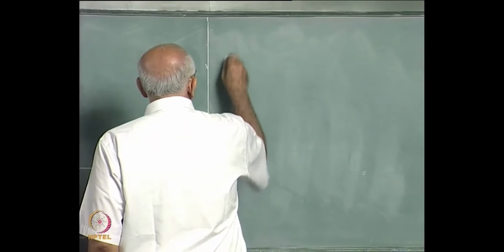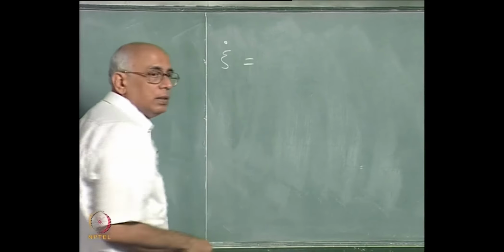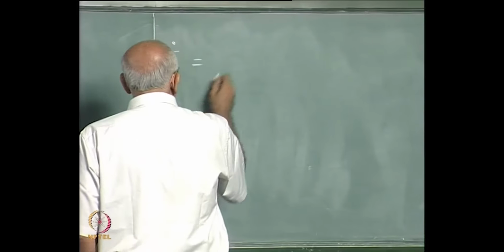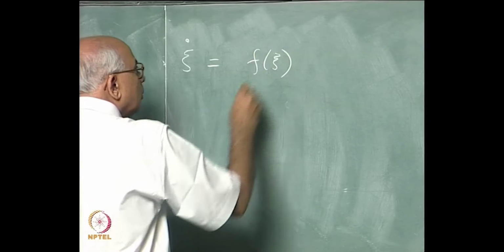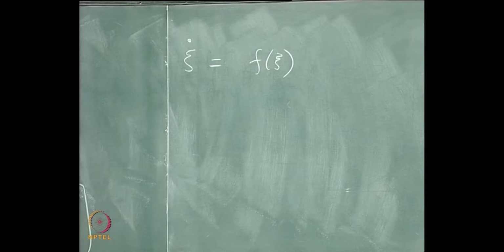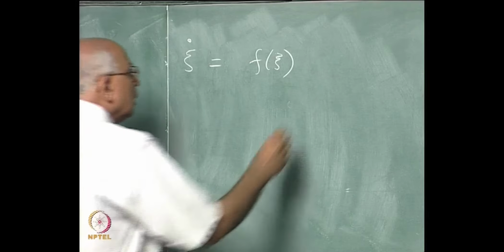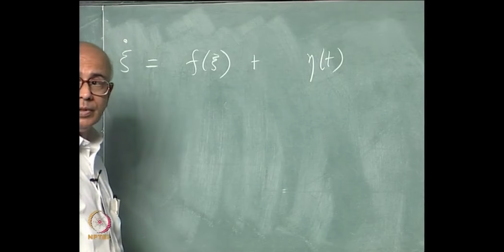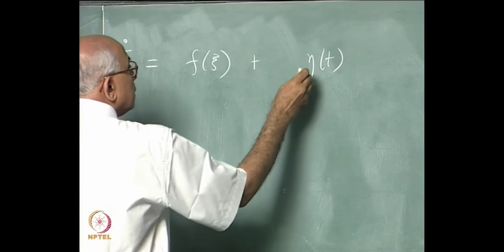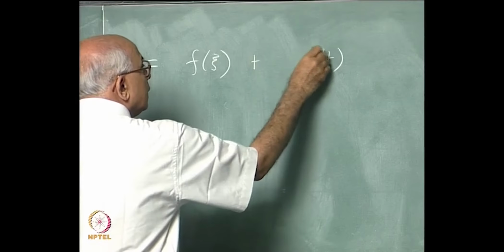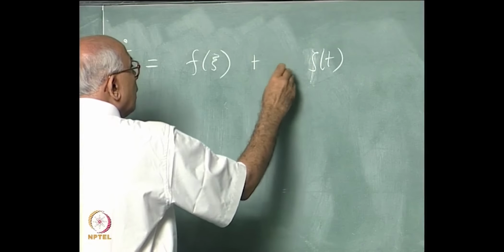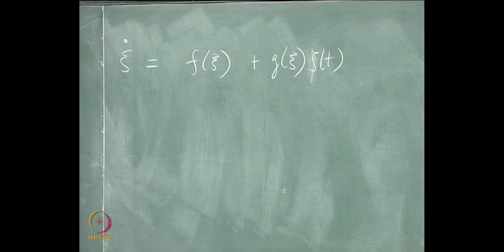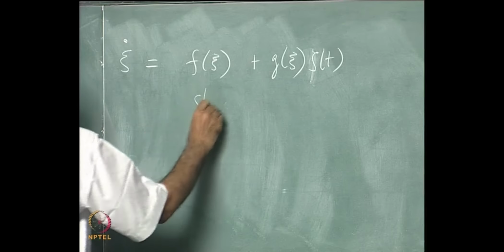So if you have a random variable xi and it is given by a first order stochastic differential equation of the kind xi dot is some function of xi, we do not care what, some function which gives you the drift of this thing, plus a white noise, let me call it zeta of t, multiplied by perhaps a function of xi once again, and this is the stochastic differential equation.